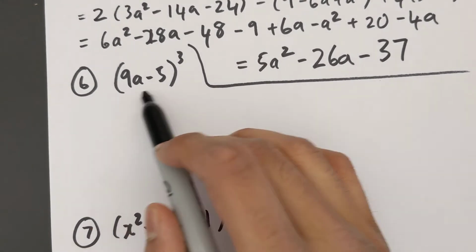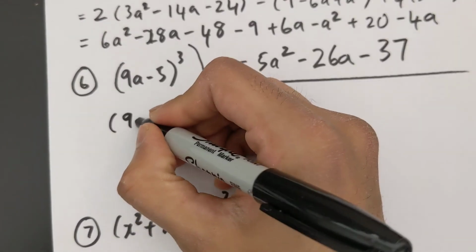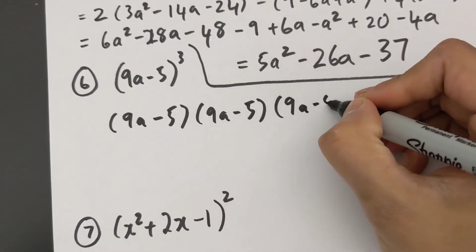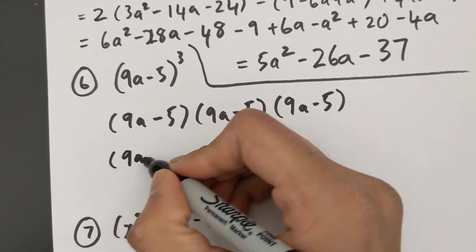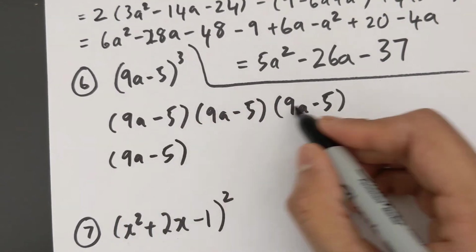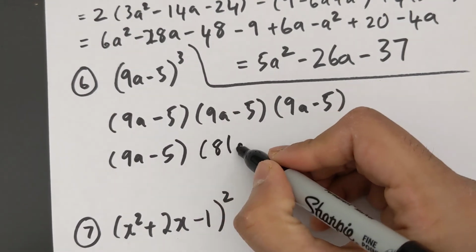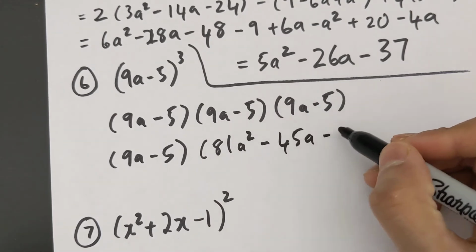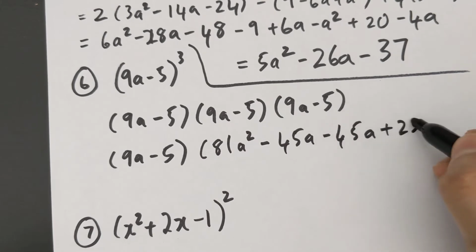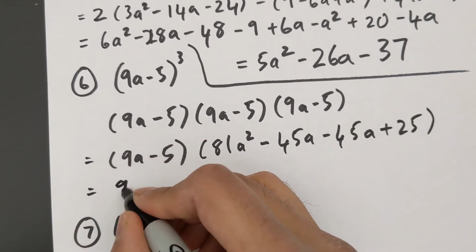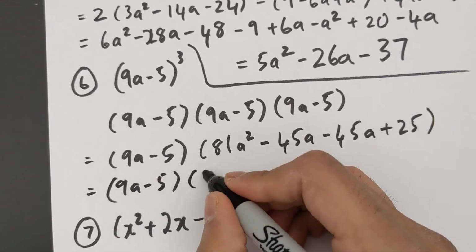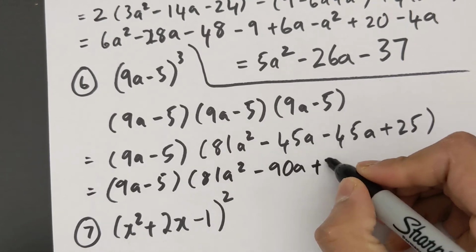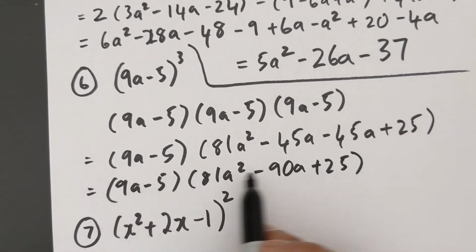In number 6, it's just two brackets cubed. So I'm going to start by going 9a minus 5, 9a minus 5, 9a minus 5. Then I'm going to start by just writing the first bracket the same. I'm going to FOIL these two brackets out. So that's 81a squared minus 45a minus 45a plus 25. That's 9a minus 5. And combine like terms, 81a squared minus 90a plus 25. And then I'm going to expand out these two brackets.